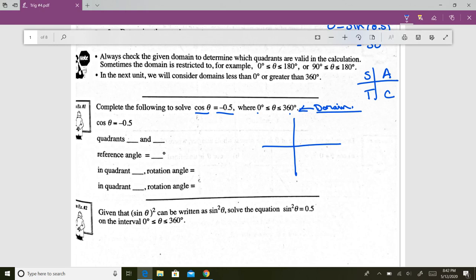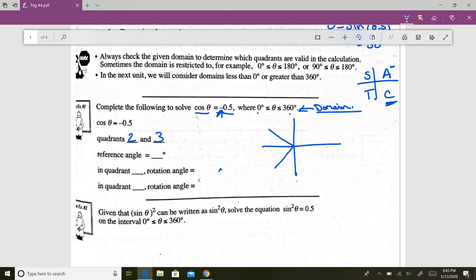So cosine is negative. Okay, negative 0.5. The negative is all I'm looking at right now. Where is cosine negative? Well, it's positive in quadrant 4. Everything is positive in quadrant 1, so that means cosine is negative in 2 and 3. So we know that we are in quadrants 2 and 3. We actually are going to have 2 answers for this question.